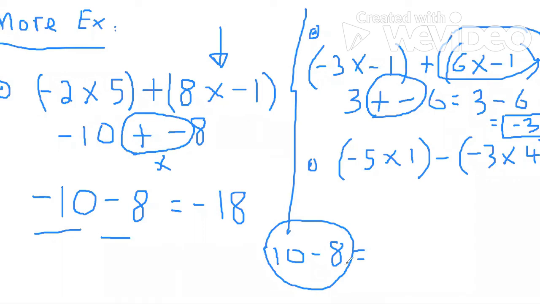Alright, so 8, how do you subtract? 8 from 10 gives you what? 2. But if you spin it around, you still have to subtract 8 from 10, which is what? Negative what? 2. Alright?